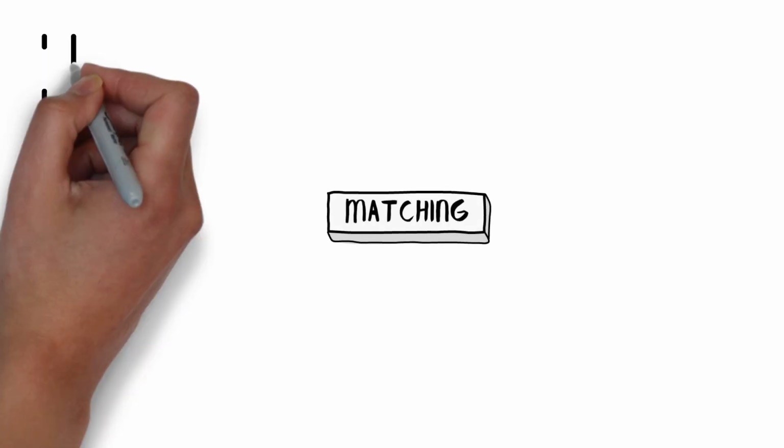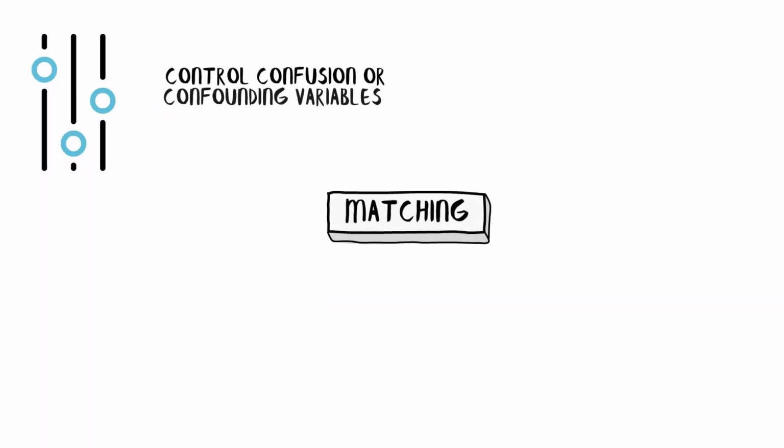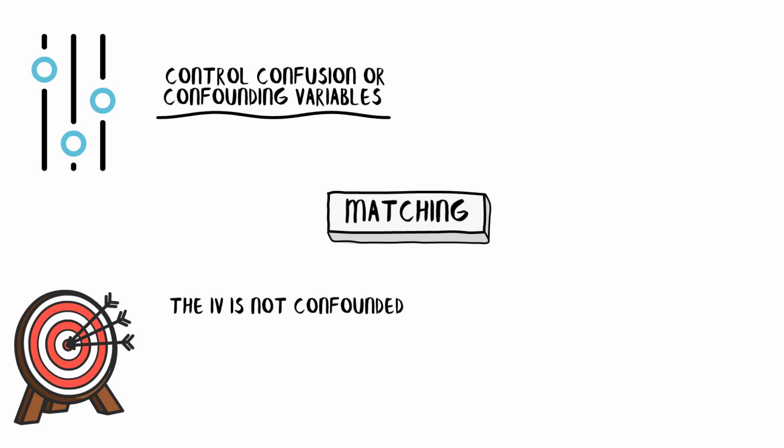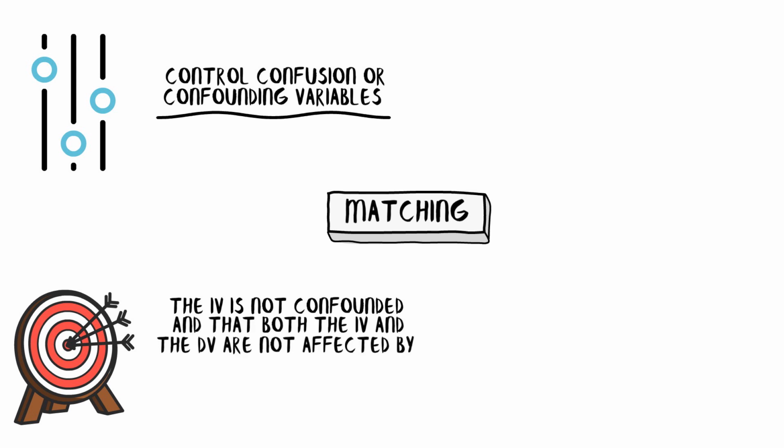Matching is a method of controlling confusion or confounding variables in a study when setting up groups to compare. Confounding variables are factors that are related to both the independent and dependent variable, which can influence the results, making it hard to determine the true effect of the independent variable. The goal then of matching is to make sure that the IV is not confounded and that both the IV and the DV are not affected by a third variable.